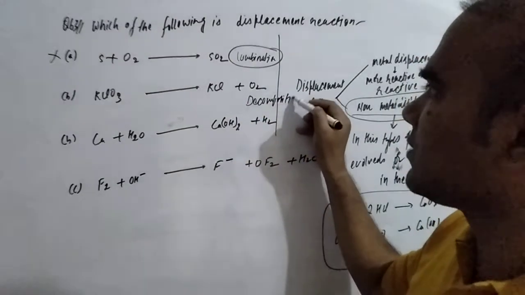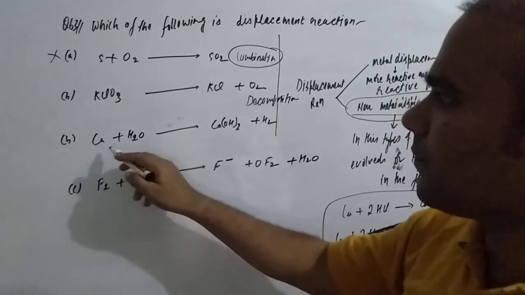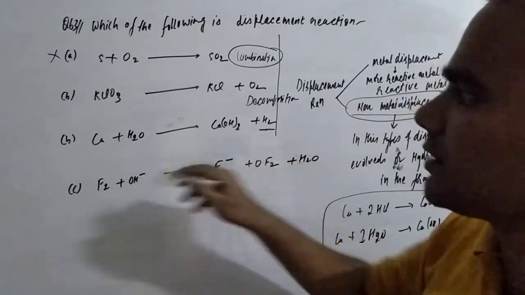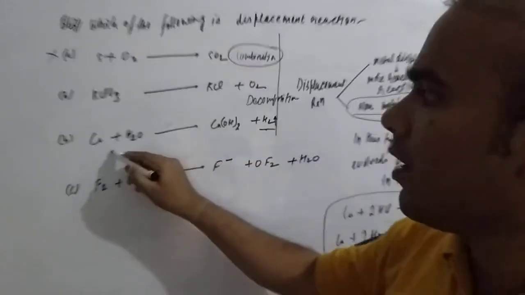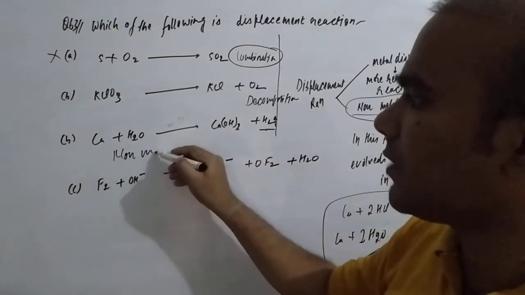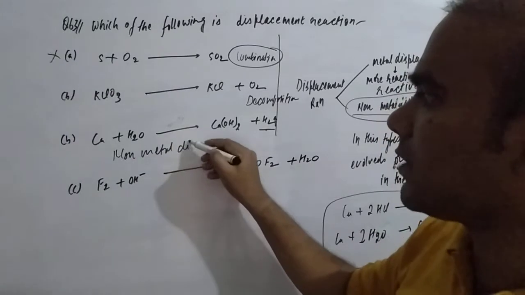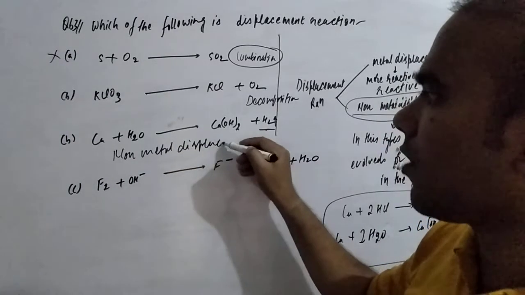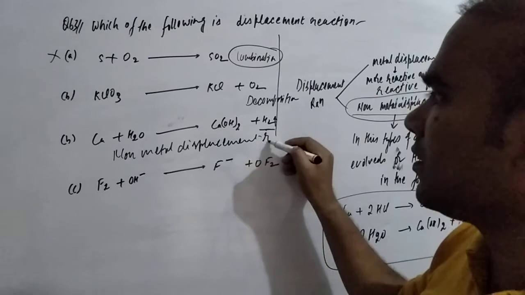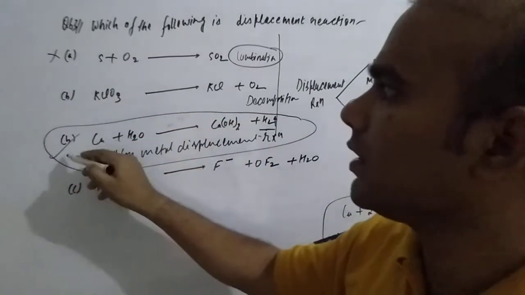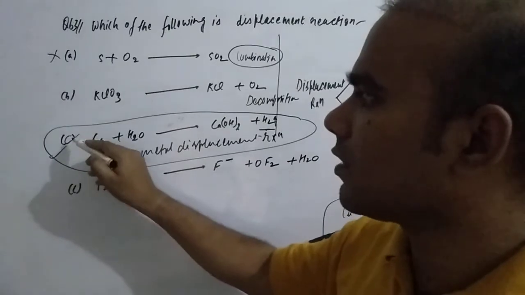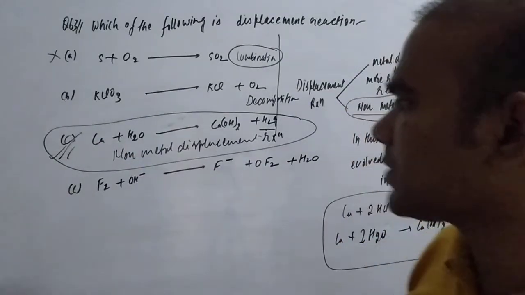Now the next one, student, is C. Calcium is reacting with water and giving hydrogen gas. It means it is a non-metal displacement reaction. So this is our required option. The correct option is option number C. Now the last option you can check.